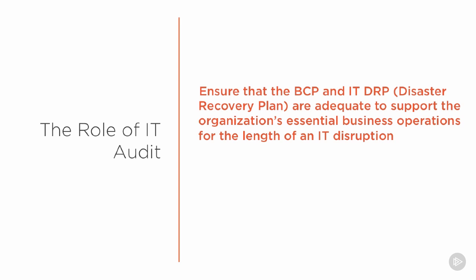As an auditor, we should ensure that the plans would work, that there's been adequate support, and that they will adequately support the organization's essential business operations. Obviously then, as an auditor, we have to validate: have we identified really the essential business operations? Do we have a plan that would help us to support those business operations regardless of the length of the disruption?